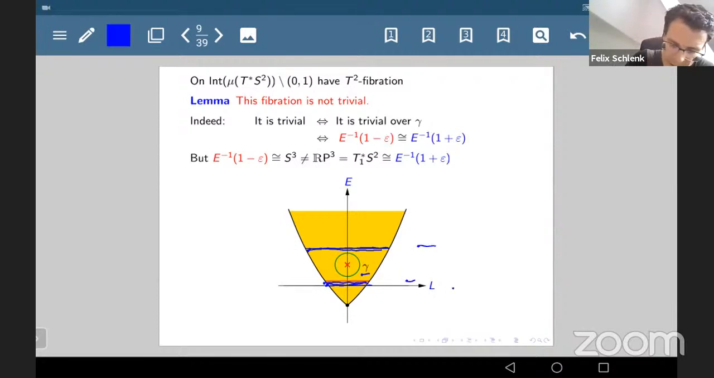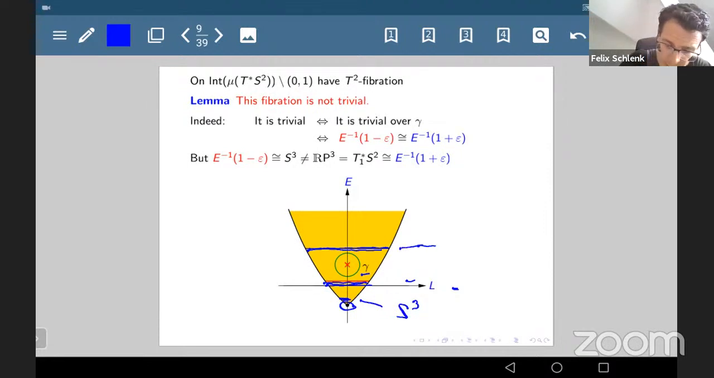Because what is the level here? It's the same as here. This is easily seen to be a Morse non-degenerate, a Morse minimum. So therefore, this level here must be an S3, just like everything near a non-degenerate minimum.